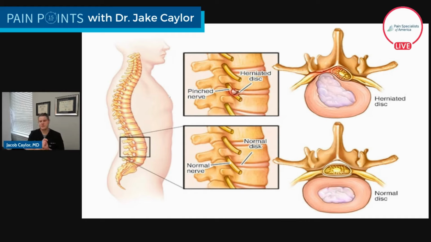So you can see the difference on the right here between a herniated disc, where you have the disc actually pushing out to that nerve, versus a normal disc that is doing what it's supposed to be doing, being that shock absorber of the spine.